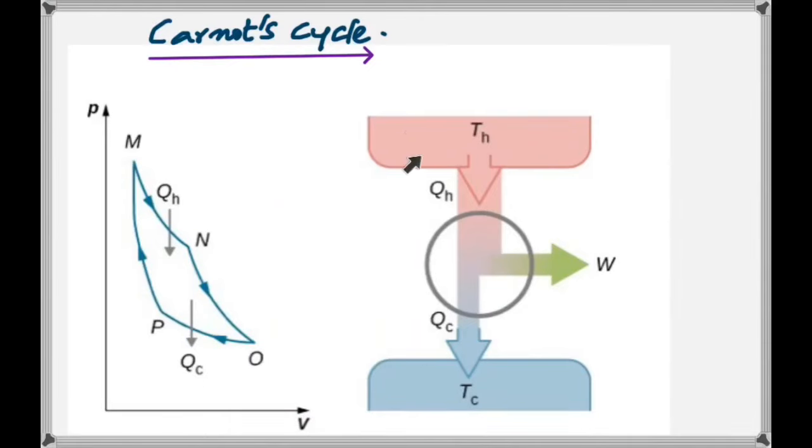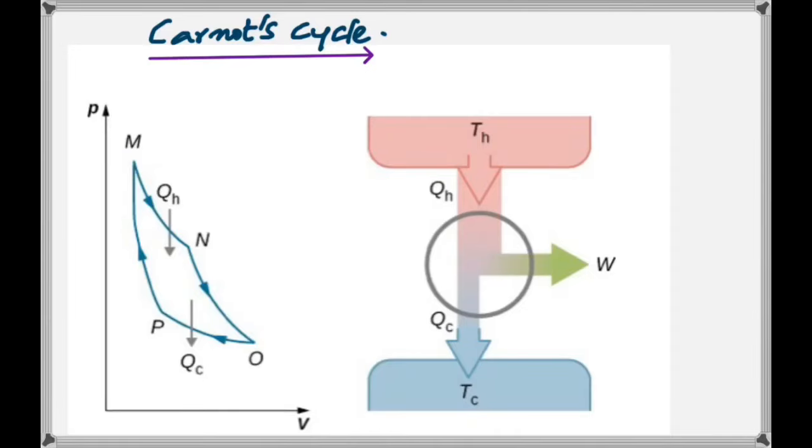So here is the Carnot's engine. That's the source at temperature TH, from which QH joules is absorbed, and then work is done. You see the arrow to the right means work is done by the working substance, and the remaining heat, which is QC, is rejected to the sink at TC. All that is clear. That's what we talked about.